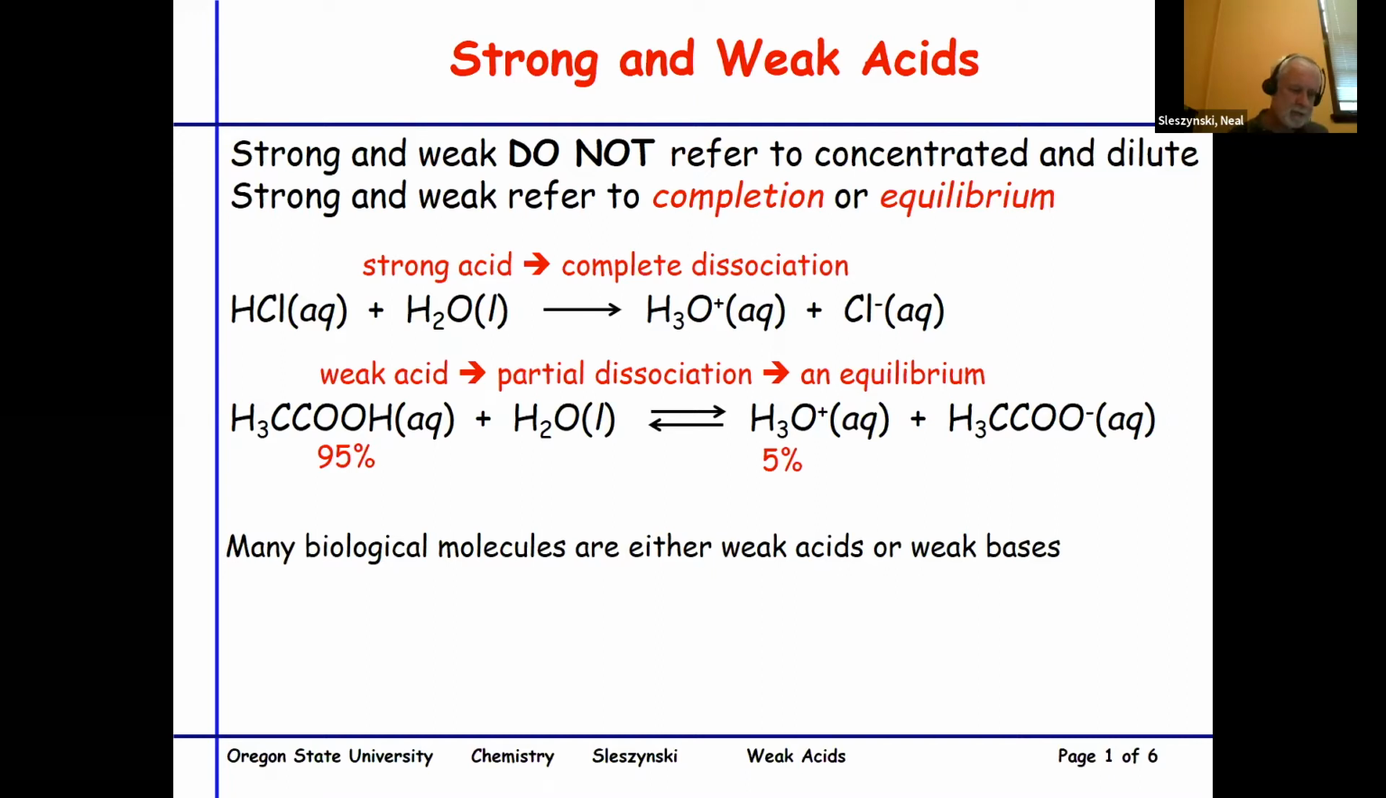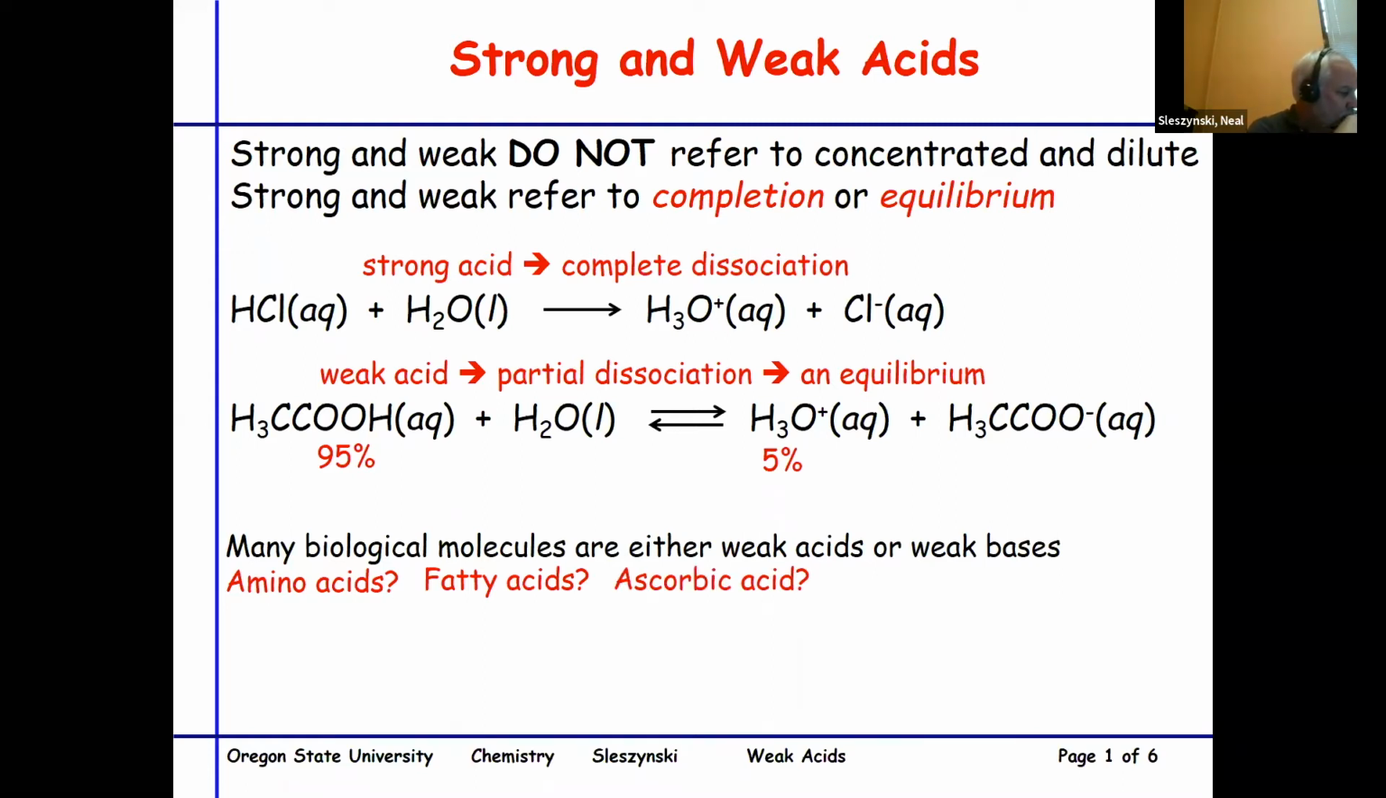Many biologically important molecules are either weak acids or weak bases. Amino acids, for instance, contain both a weak acid, a carboxylic acid, and a weak base, which is an ammonia base. Fatty acids are used either to form structures like cell membranes or also are nutritionally important. Ascorbic acid is vitamin C, and aspirin, which you find in your medicine cabinet, at the core is a molecule called salicylic acid.